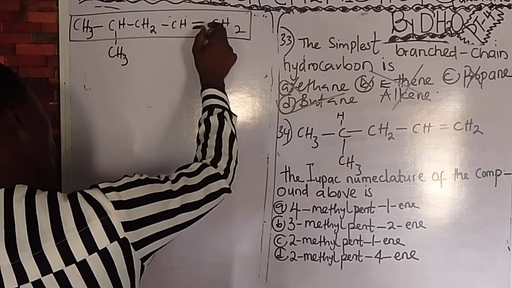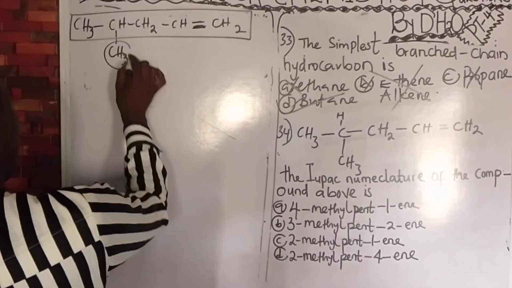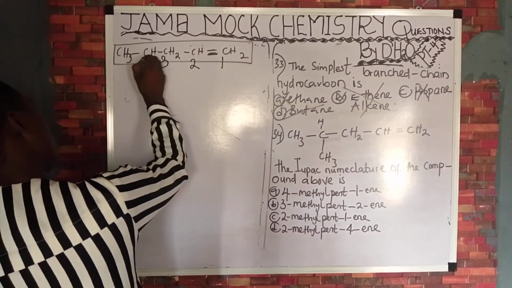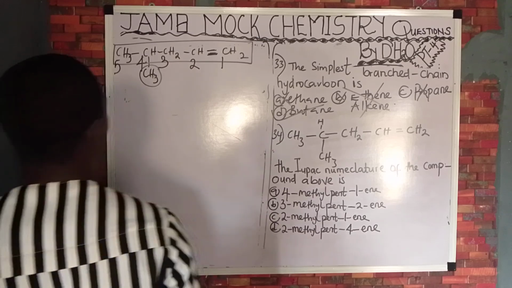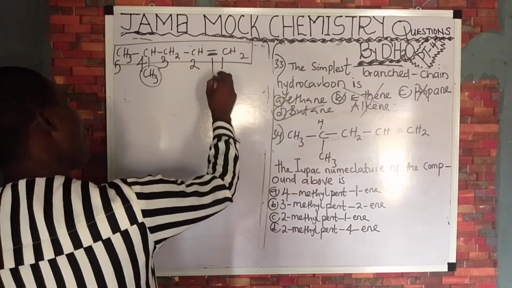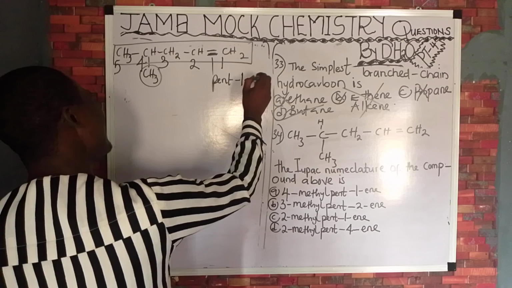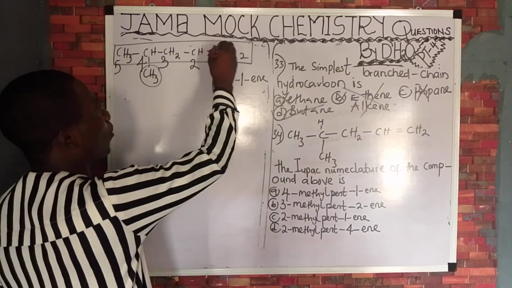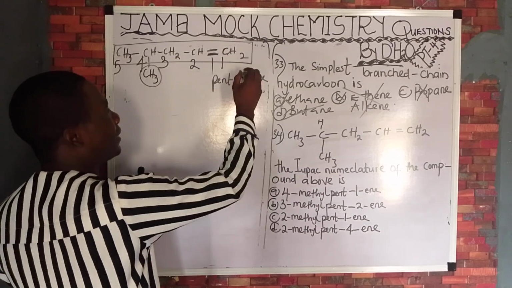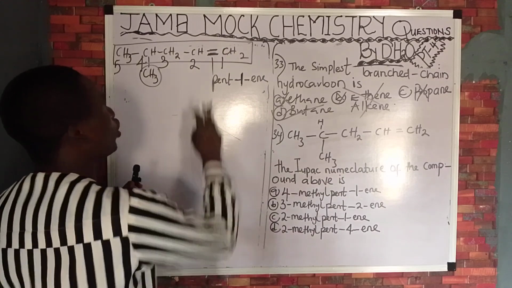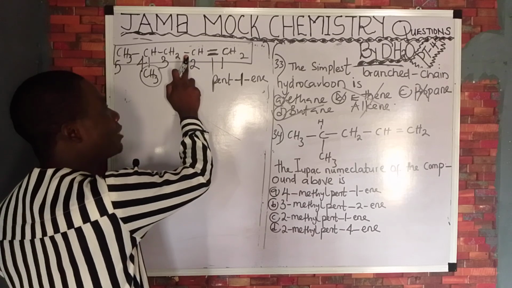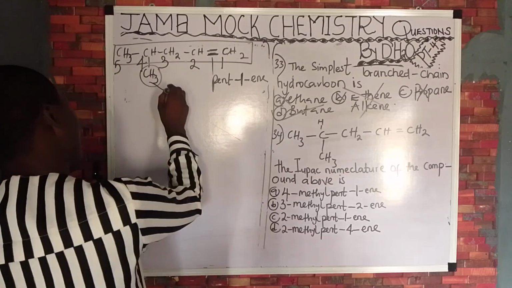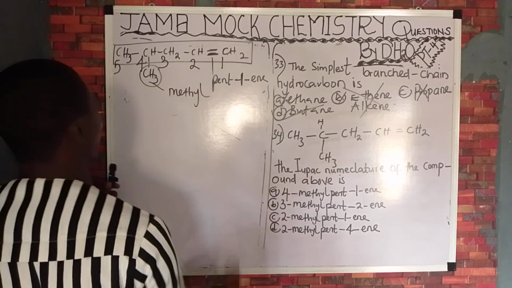If there was no functional group, we would have started counting from where this methyl is. So let's start from here. You have 1, 2, 3, 4, 5. Now, this long chain is called pent-1-ene. Why is it pent-1-ene? It's pentene normally, but because the double bond is found in the first carbon, we have to identify it to say it's pent-1-ene. If the double bond was found here, we would call it pent-2-ene. Are we together?